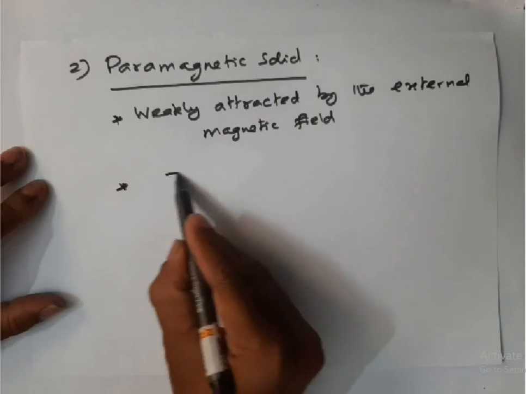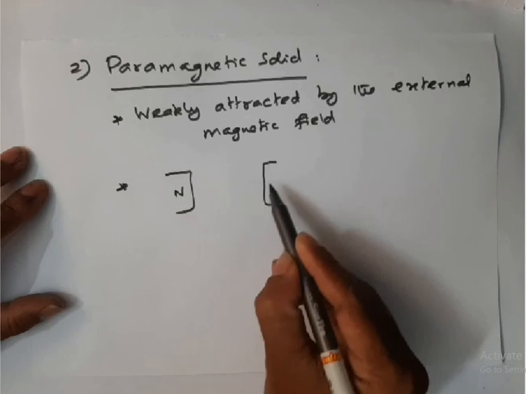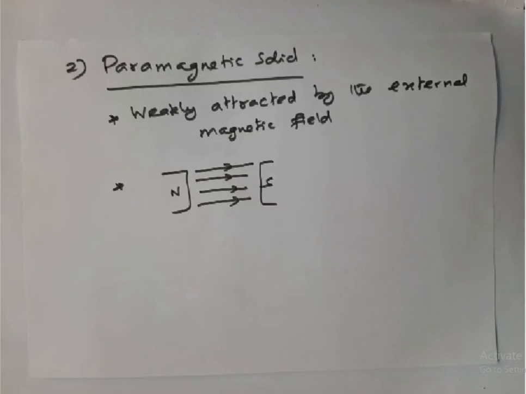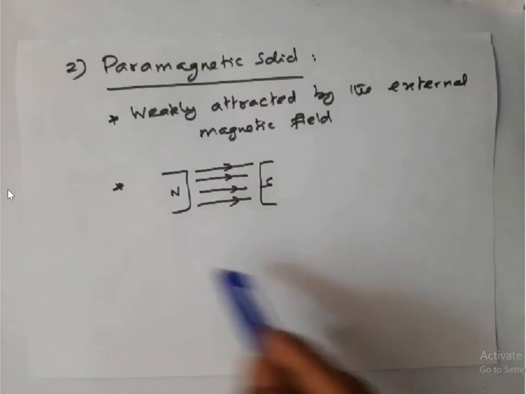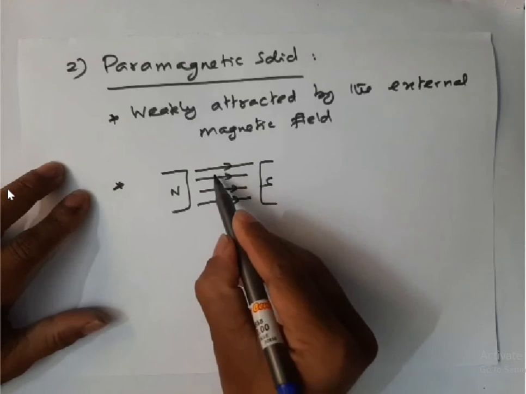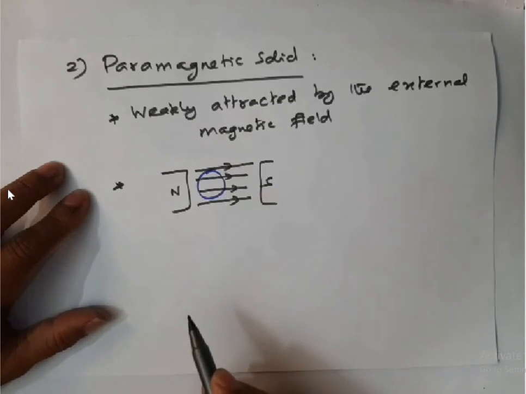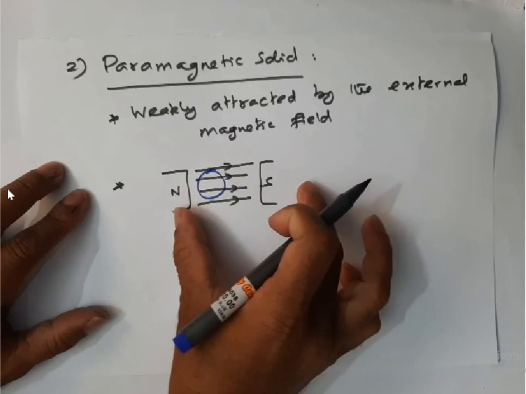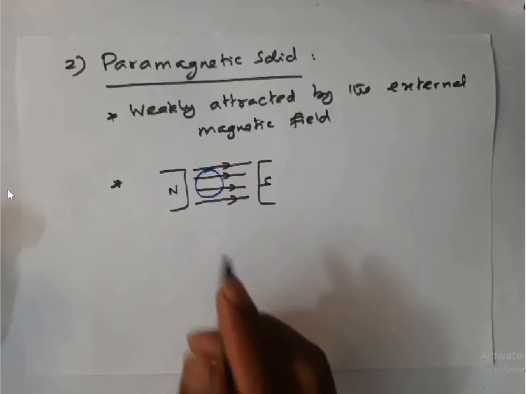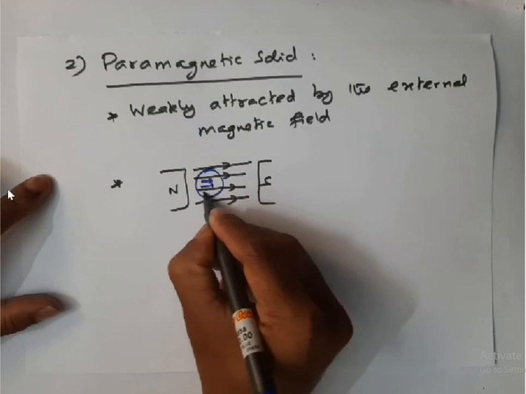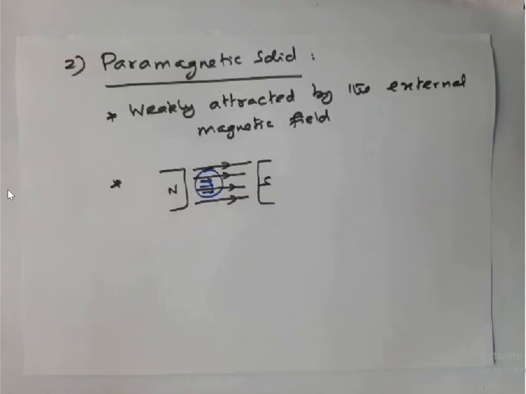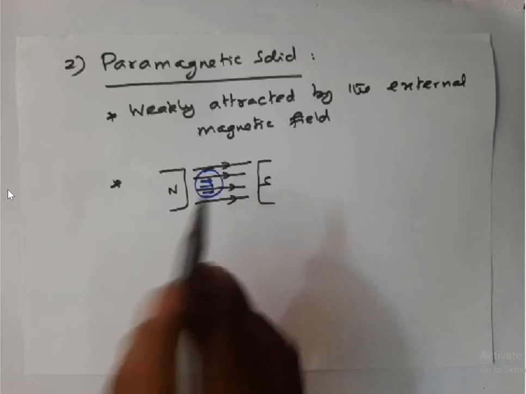What is meant by that? Listen, I have told you. Suppose this is the north pole and south pole, and this is the direction of the magnetic lines of force in the external magnetic field. Let me place the solid here. The moment you place the solid in a magnetic field, the solid gets magnetized, and if the magnetic field of the solid also faces in the same direction, then this material gets attracted.